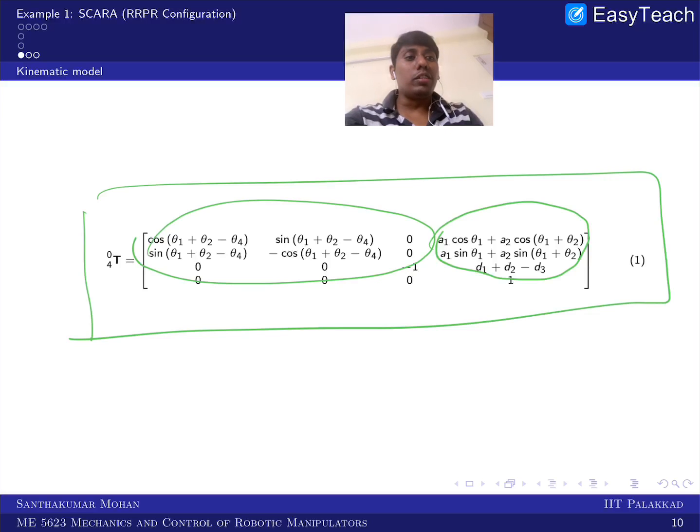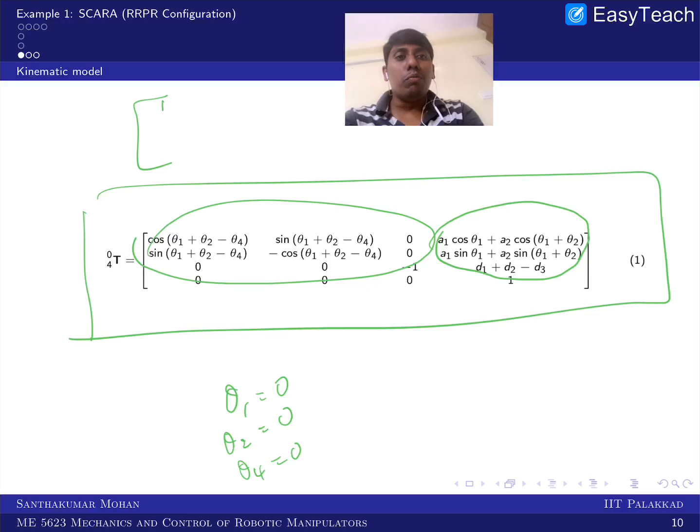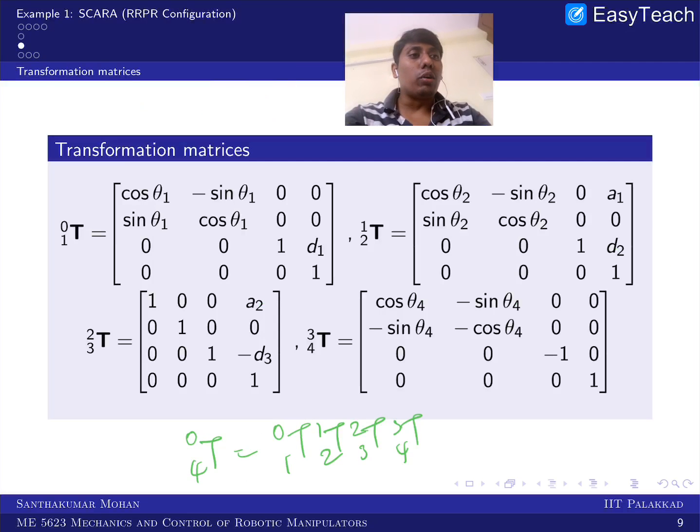And you can cross check once you obtain this. You substitute theta 1 equal to 0, theta 2 equal to 0, and theta 4 equal to 0. So what you will get is this one would be 1 0 0, and this would be 0 minus 1, and you can see that this one would be 0 0 minus 1, right? So this is what you obtain, and you can cross check here.